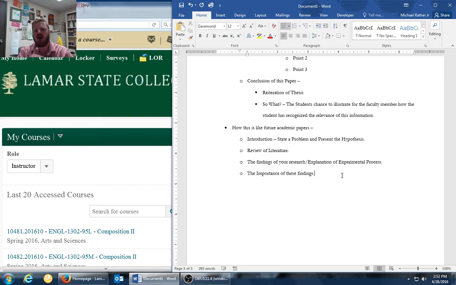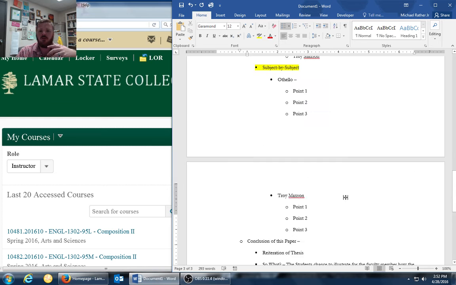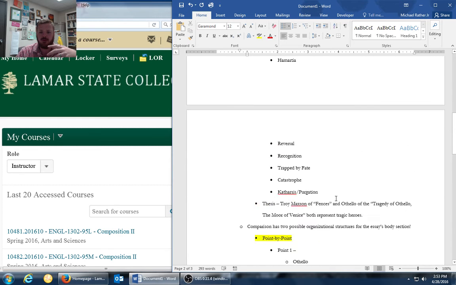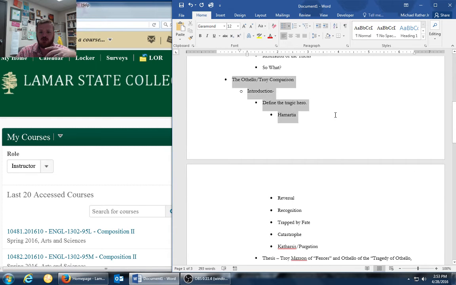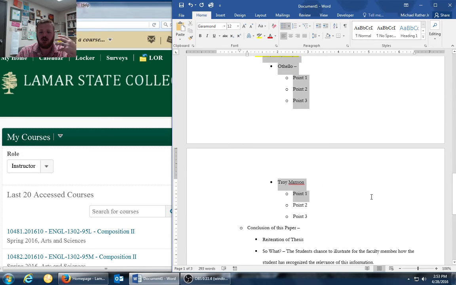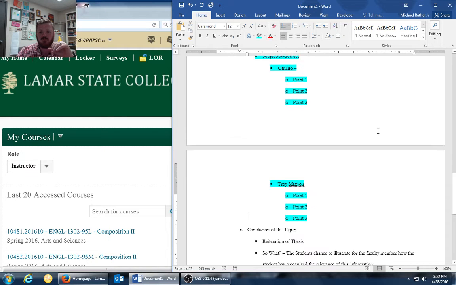But this is how all the things that you've been doing in 1301 and 1302, this is how it all comes together and how it's actually going to be useful beyond this class. That's the relevance of it, okay? So again, this is the structure of the paper that you are submitting shortly, the last regular essay of the semester. I'm going to highlight it in blue for you.